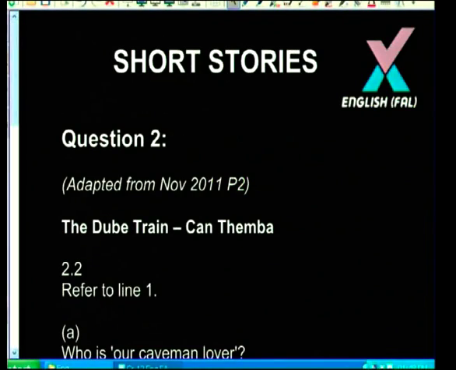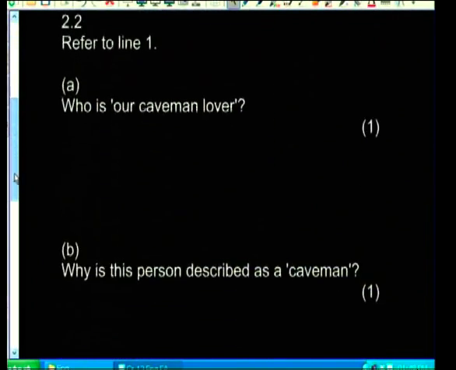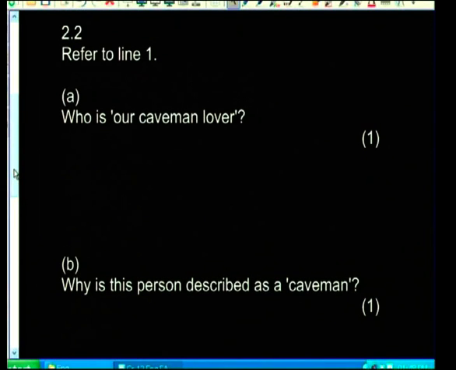The next question. Refer to line 1. Who is the caveman lover? I think you'll be able to identify this. This was the young man who entered the train. He was the guy who was referred to as the Tsotsi.